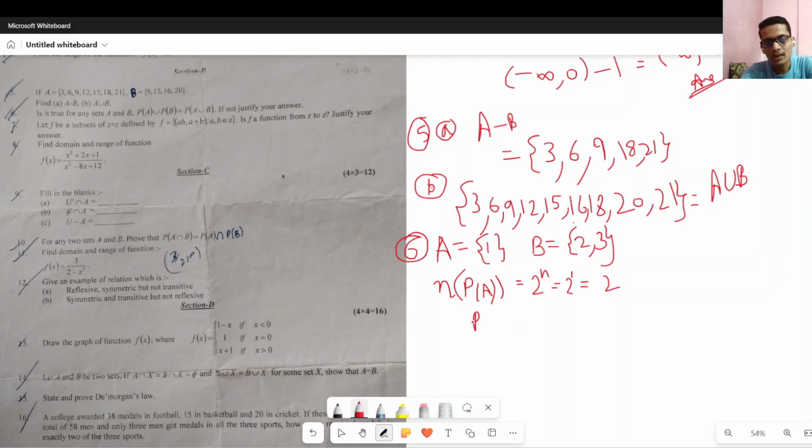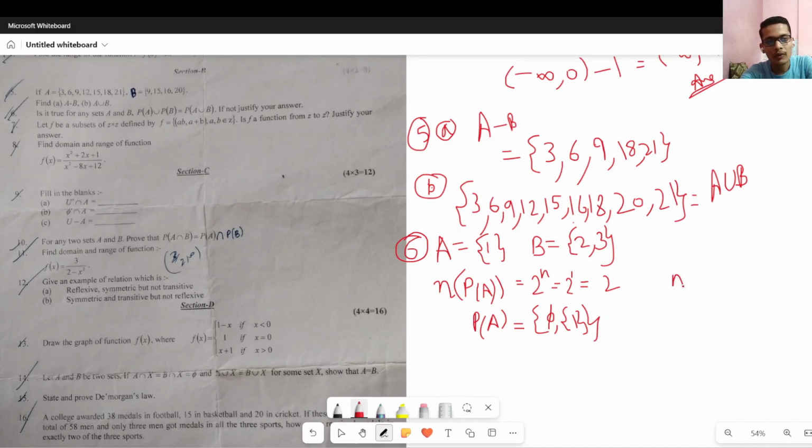And what are those two elements? I will write here power set of A. Power set of A will contain only two elements. The first one will be phi, empty set. It is a subset of every set. And then the set itself. Every set is a subset of itself. Okay, so this will be the power set of A.